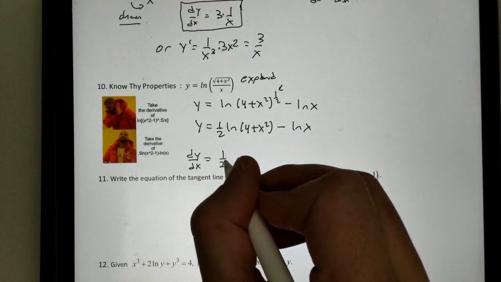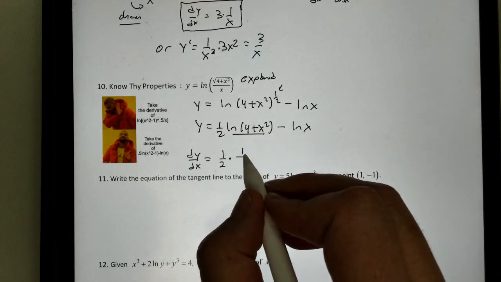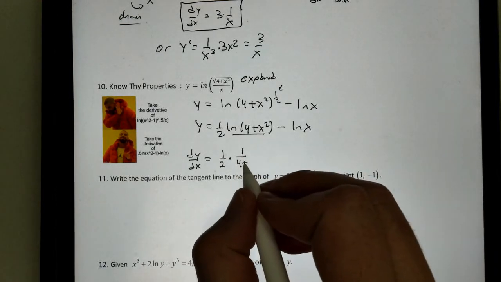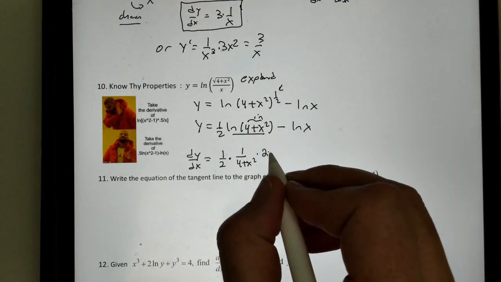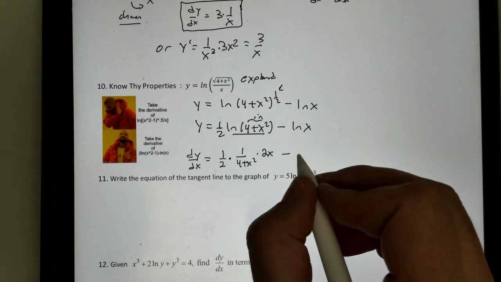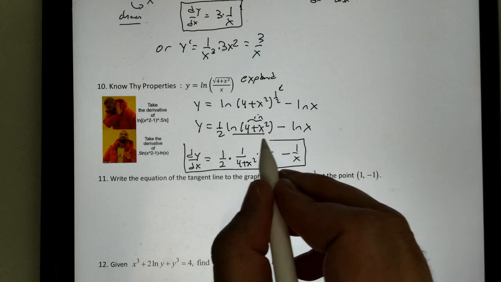We're going to get 1/2 times, what's the derivative of natural log? It's just 1 over this 4 plus x squared, chain rule, times the derivative of the inside, 2x, minus the derivative of natural log of x, 1 over x. And there is our derivative.